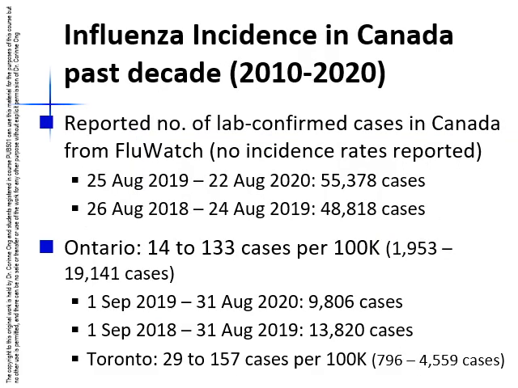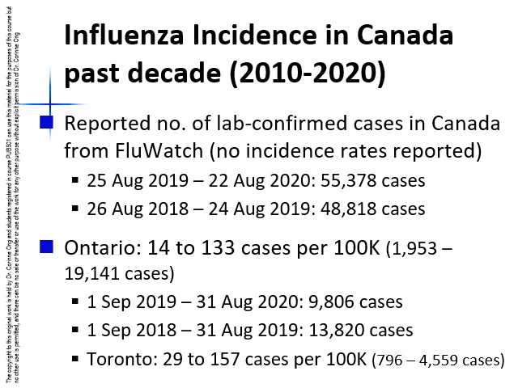I've not been able to get the national incidence rates for influenza, and all I have are the number of cases per year, which is around 50,000, if we look at the numbers over a 2-year period from 2018 to 2020. Ontario Public Health data indicated that over the past decade, the incidence rate of influenza was between 14 to 133 cases per 100,000 population. This corresponds to just under 2,000 and 20,000 cases a year. The latest data available was for the 2019-2020 flu season, in which there were less than 10,000 cases.